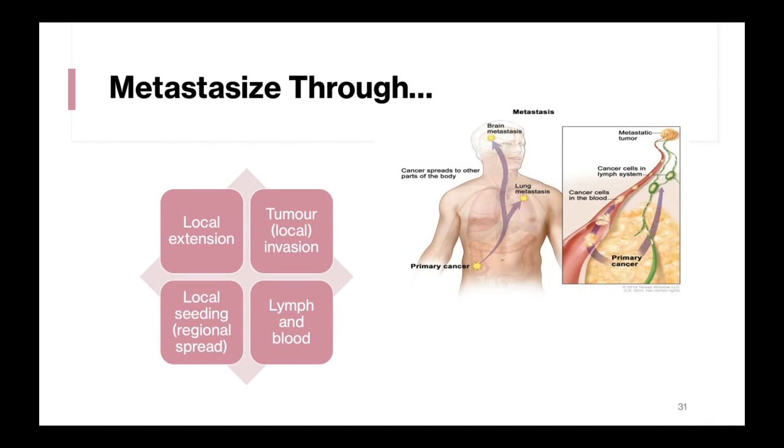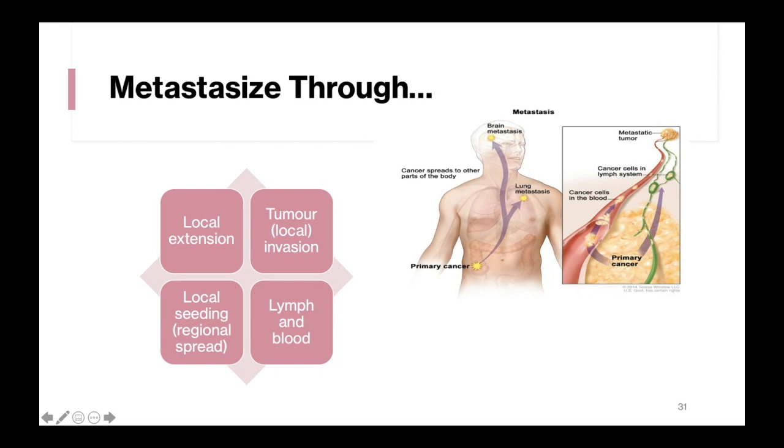So this is just telling you how things metastasize. They can just grow where they are, or local extension. The tumor can, if it invades, that means it's growing through the structures around it, like I was talking about with the colorectal cancer. It can seed.